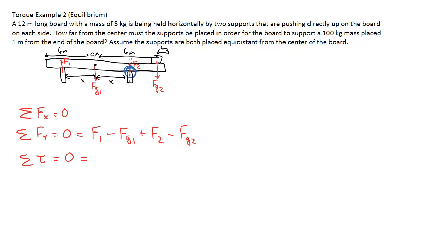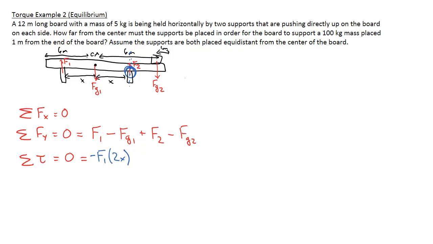So if I were to do that, we know that F1 is a distance 2x away from the other support. So we have F1 times 2x, and that's going to cause a clockwise rotation. So that's going to be a negative torque because the board would go up.